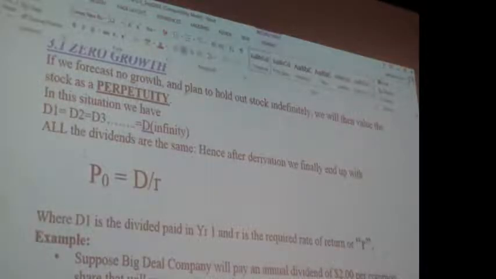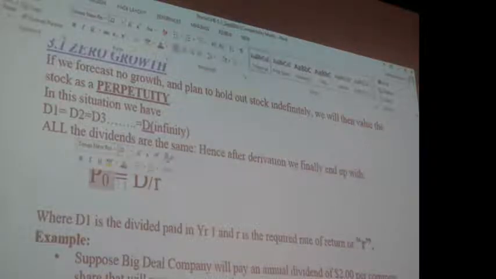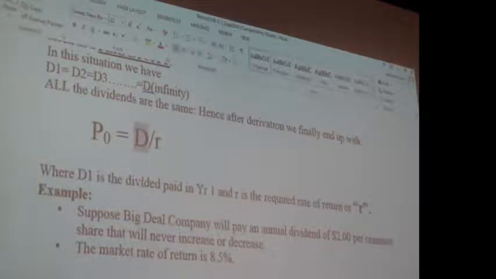So the zero growth model, this is the formula for the zero growth model, right? P equal D by R. Let's read this. Price of a stock at time period 0 equal dividend divided by the required rate of return. The dividend doesn't matter which D we are talking about, because the assumption is dividend year 1 is the same as dividend year 2 and year 3, year 4, year 5, and so on and so forth.